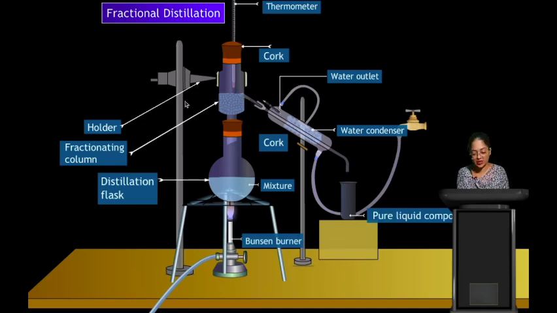Again we see the same setup. We have the same tube. We have a water condenser. There's cold water, and water comes in, water goes out. The same thing. So this is a continuous flow of water, and then you have the pure liquid component here.